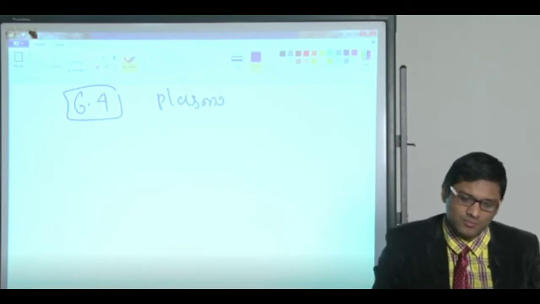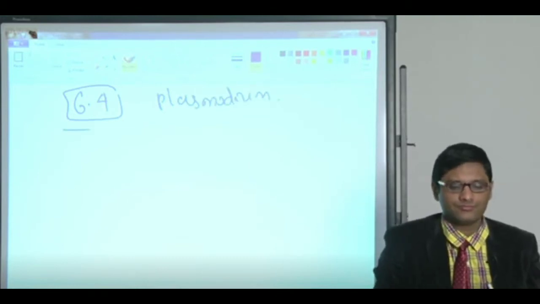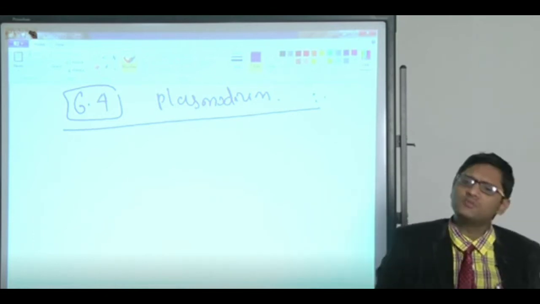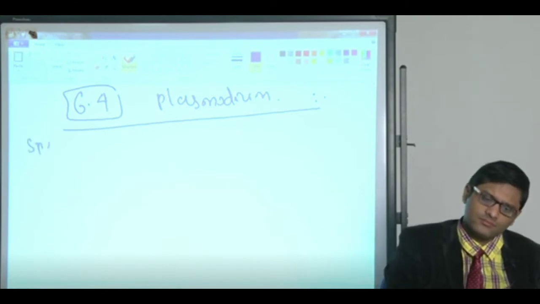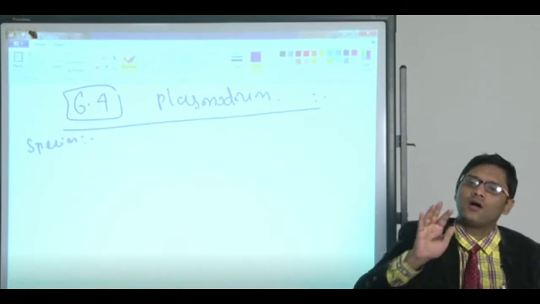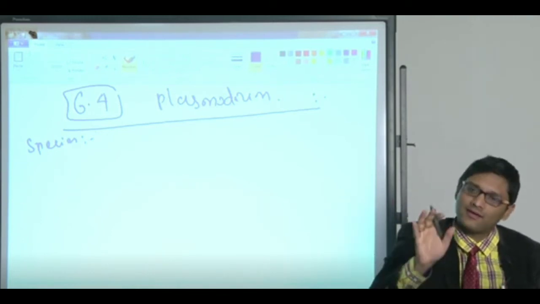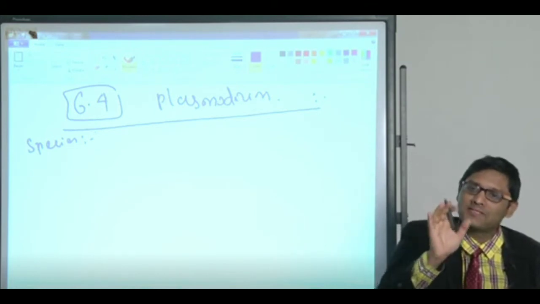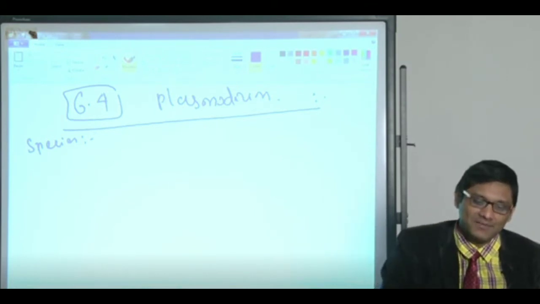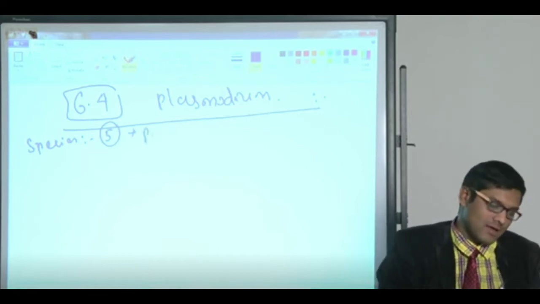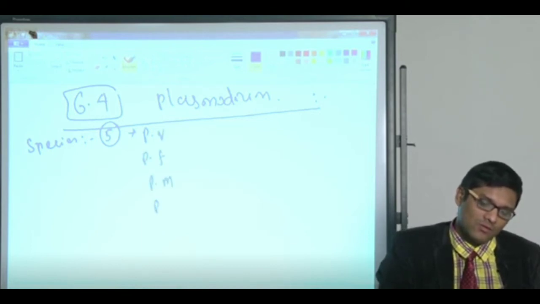This is the most important chapter in entire parasitology. Plasmodium. How many species are there? 4 species for a student who is writing a 10th exam, but you are writing entrance, PG entrance. So there are 5 species, and Plasmodium vivax, falciparum, malariae, ovale, and the last is Plasmodium knowlesi.